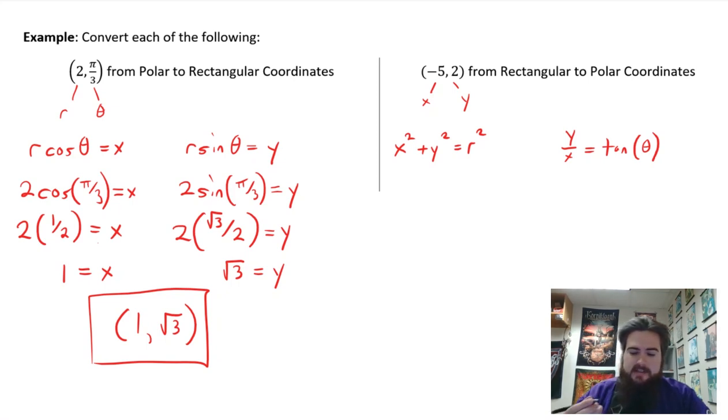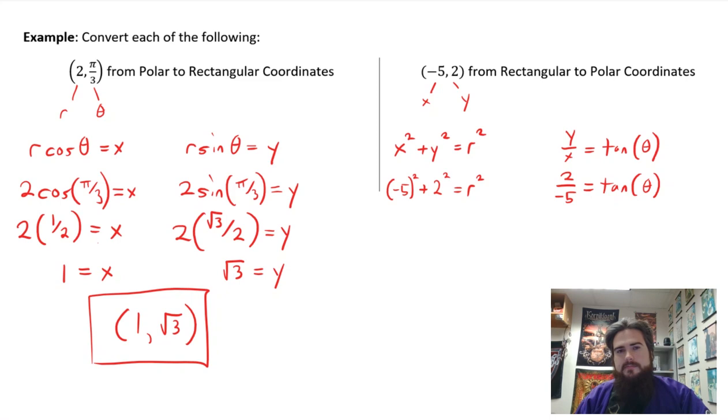For the first case, this is just the Pythagorean theorem, really. I have negative 5 squared plus 2 squared is equal to r squared. And I also have 2 divided by negative 5 is equal to tangent of theta. Well, for r, there's not much that really needs to be done there. That'll be 25 and 4 makes 29 equals r squared, or just r is equal to the square root of 29.